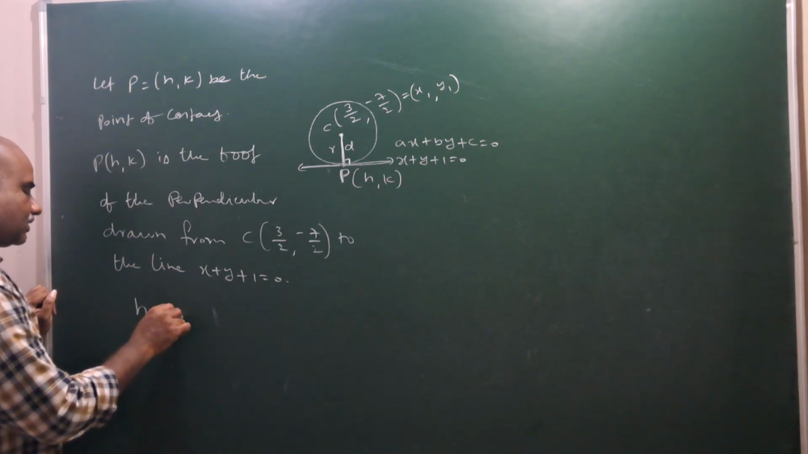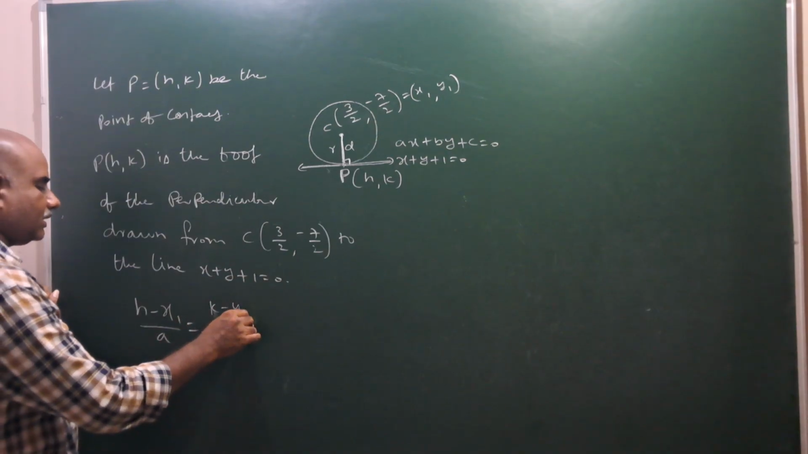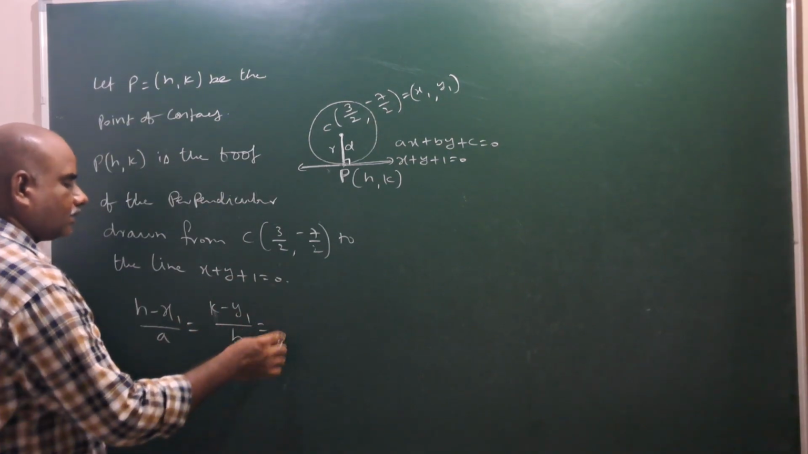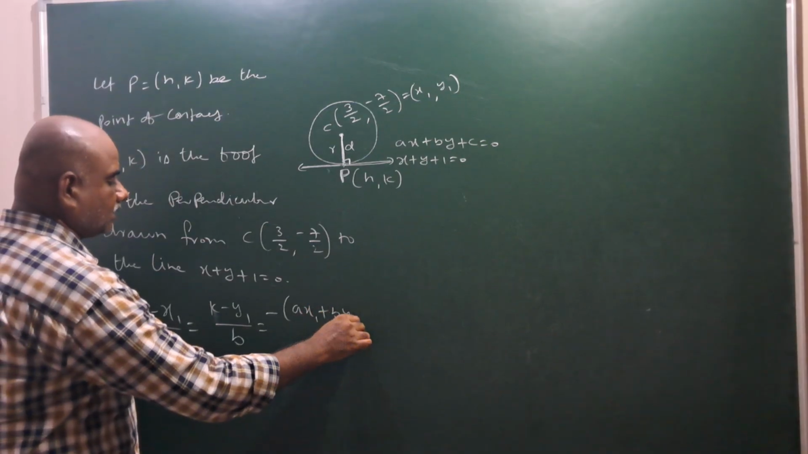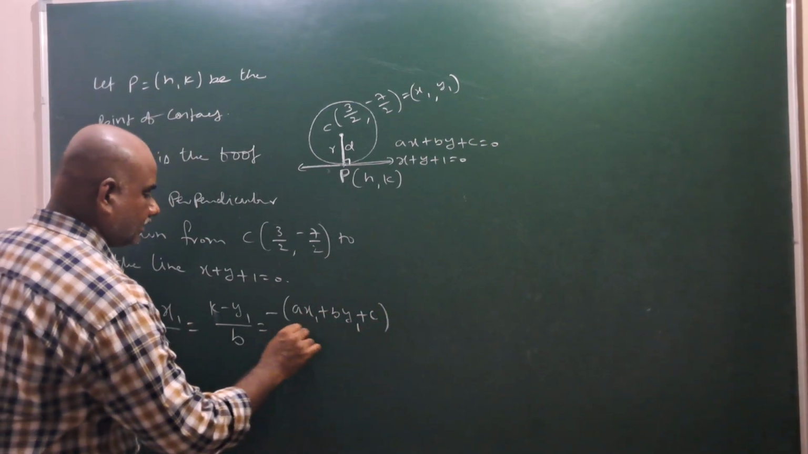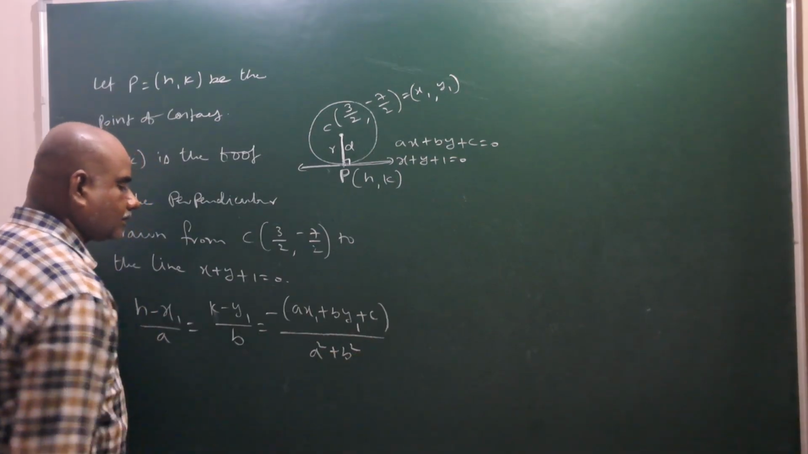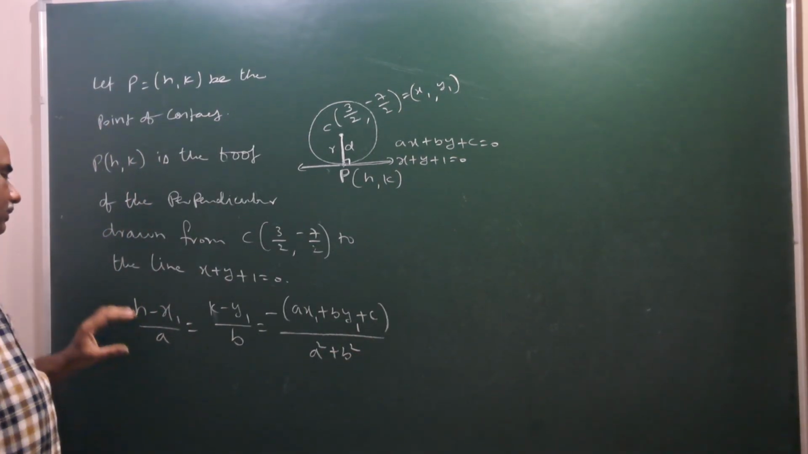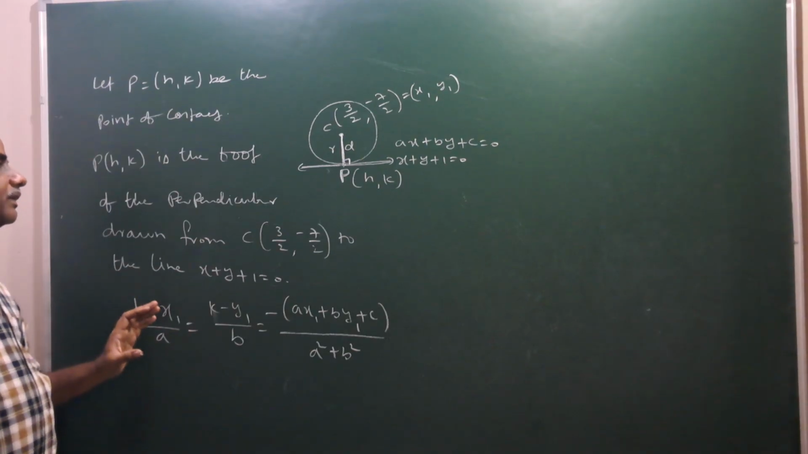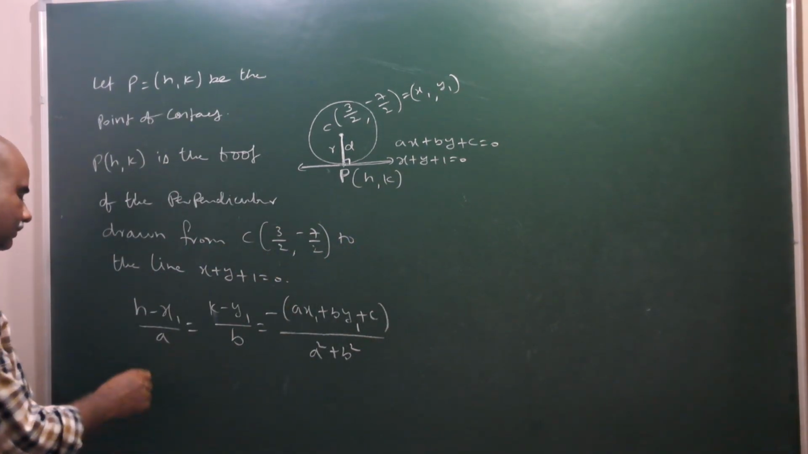It is nothing but (h - x1)/a = (k - y1)/b = -(a x1 + b y1 + c)/(a² + b²). Okay. So it is the formula for the foot of the perpendicular. So using this formula, we have to find the values of h and k. Let us substitute the values.